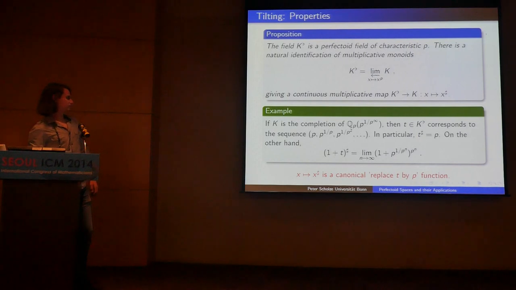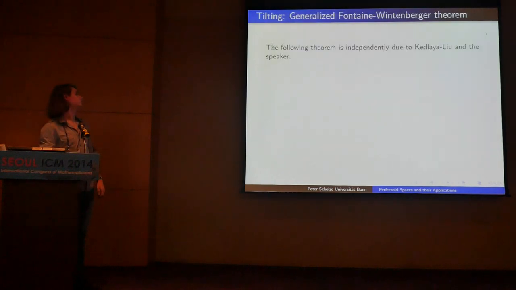All right? But this formula also shows that this map x maps to x sharp is a very analytic map. It's certainly not algebraic because you have to take this p-adic limit. Okay, so we were trying to understand the theorem of Fontaine and Wintenberger.